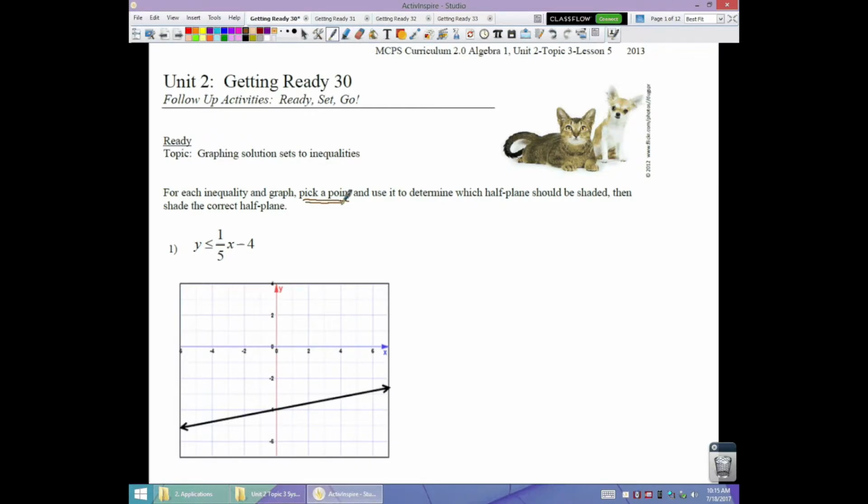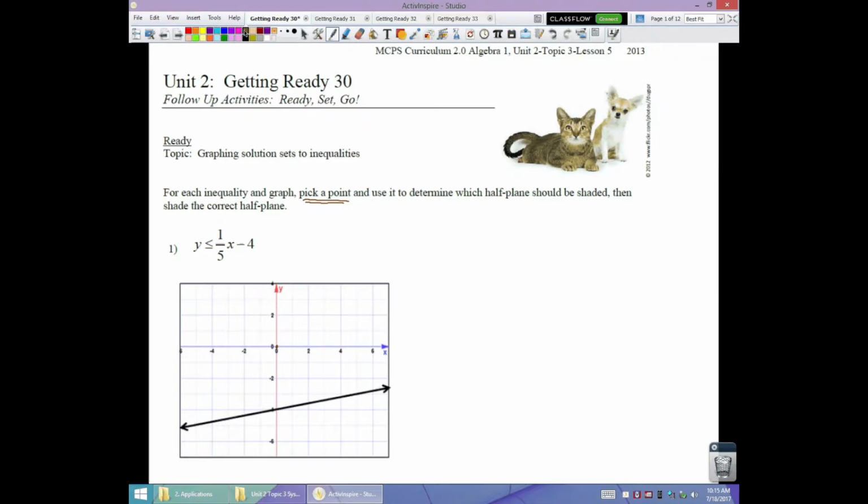Okay, now I always try to use the point 0, 0 whenever possible, just because it's the easiest one to plug in. I can always use that unless the line happens to go through the origin, 0, 0. In that case, just pick some other easy point, 1, 1 or 2, 2, 1, 0.